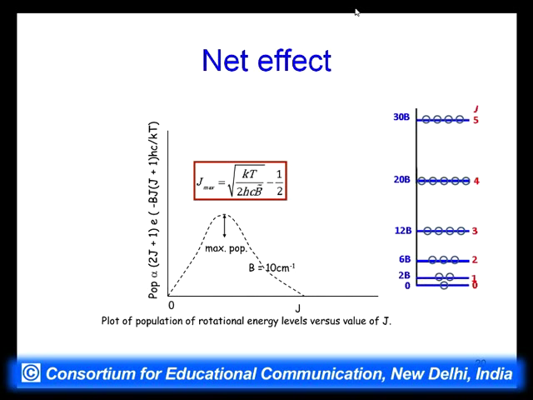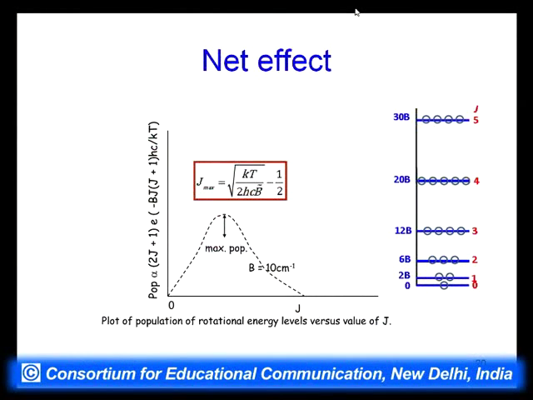Now, suppose all transitions from any level to the next level have equal probability, that means J equal to 0 to 1 transition has the same probability as J equal to 1 to 2 transition, and similarly for 2 to 3 transition, and so on. Then the relative intensity of a line will depend upon how much is the initial population of that level. Suppose the initial population of the fifth level is maximum. In that case, when you multiply by the probability, the highest intensity will be obtained for this level.